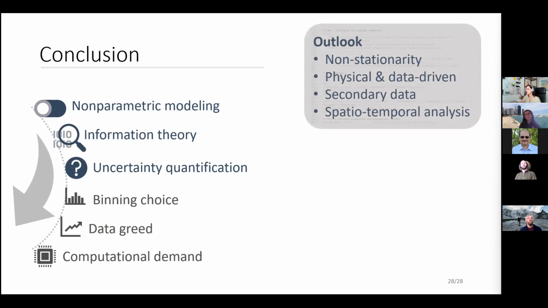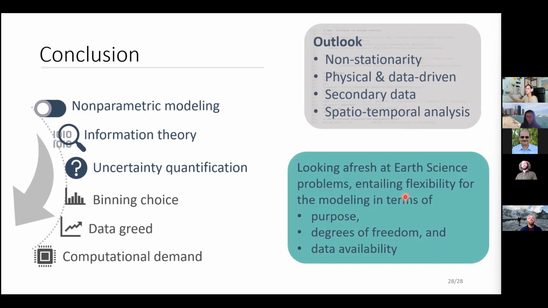So other limitations we have discussed in the thesis, and I highlighted here to be tackled in future work, is non-stationary modeling to address problems of change. Merging both physically based and data-driven models to be able to extract patterns of the data and be constrained by physical properties at the same time. The use of secondary data to improve predictions of sparse data sets and to work with both spatial and temporal domains at the same time.